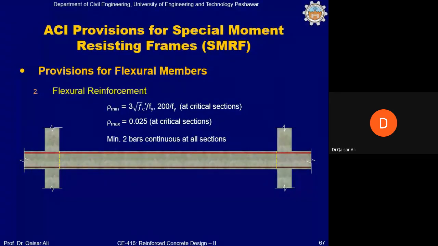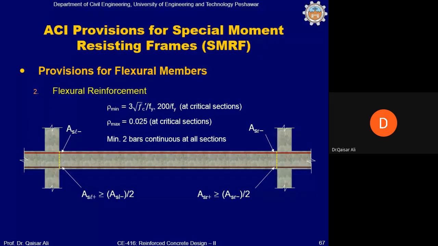I hope you can hear me now, because there was an internet breakdown and we lost connection. Before that, we were discussing the provisions of the ACI code for those beams which are part of a special moment resisting frame. And we said that the ends of the beams must have some reinforcement on the positive side of the beam, at the ends of the beams, which shall be at least 50% of the negative reinforcement or top reinforcement at the end of the beam.